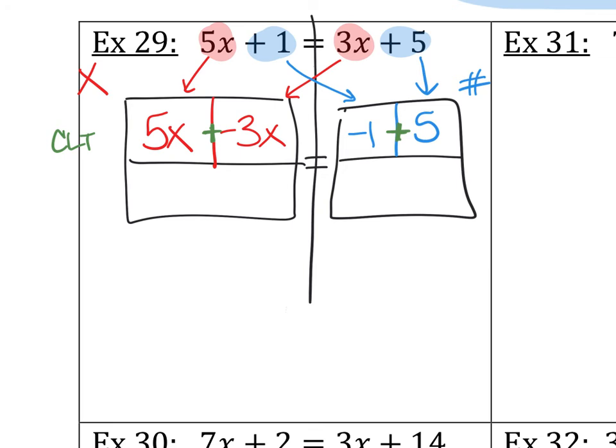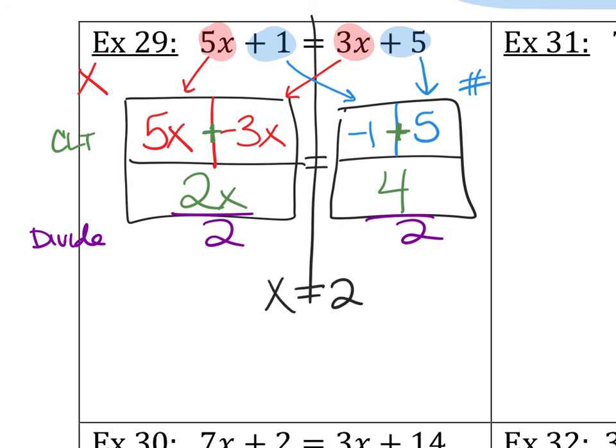5x plus negative 3x is 2x. And negative 1 plus 5 is a positive 4. At this point, it kind of looks like the end of a regular two-step equation. Right now, we have 2x equal to 4. So we're going to divide by that number in front of the x to get our final solution of x equal to 2. That's the solution for this.